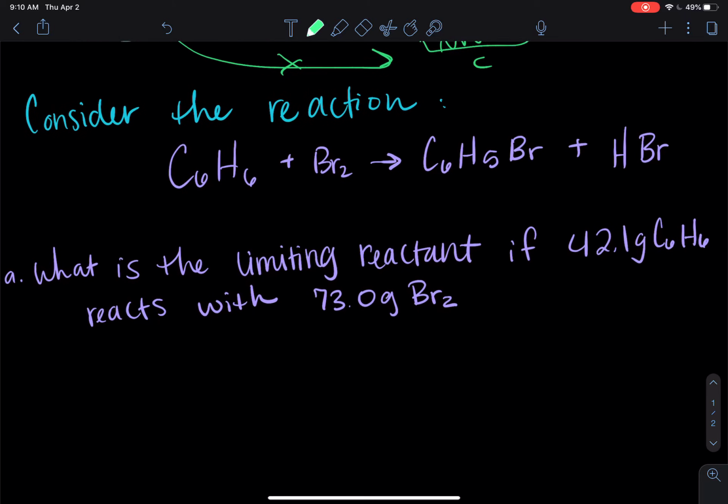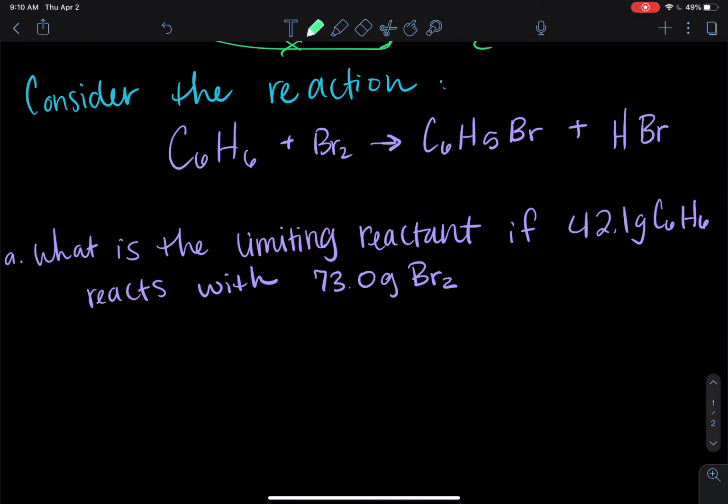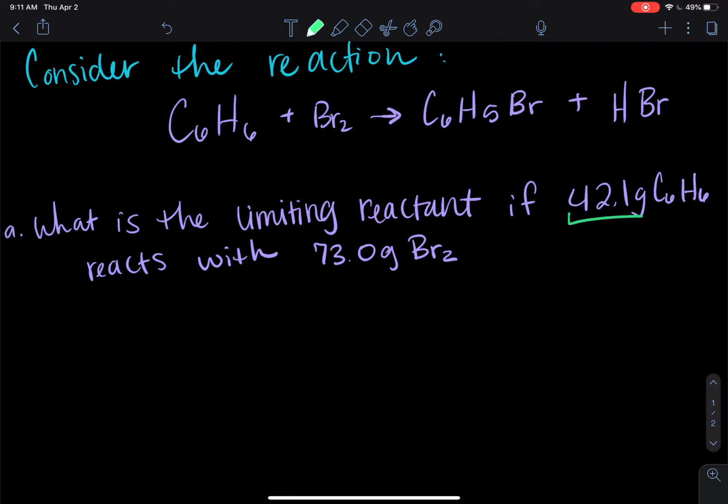Okay, so when we're actually doing this in a reaction, normally our question says, what is the limiting reactant? And it gives you two amounts. For this one, it gives you 42.1 grams of C6H6, which is benzene, and it gives you 73.0 grams of bromine. So in the limiting reactants, we have almost like double the work because we have to solve for how much product each of these amounts would give us. So it's like we have two givens, okay? So both of these are givens, and we're going to treat them separately.